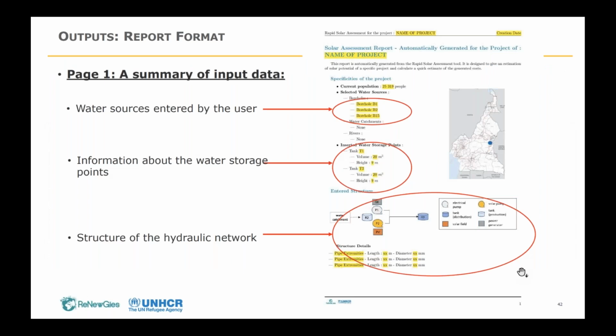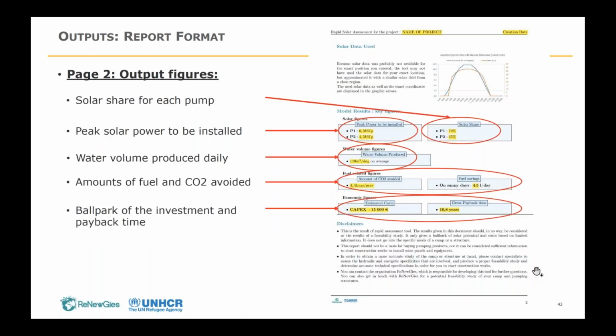The first page is a summary of input data in order to present the context: the number of water sources, the number of water storage points, and a quick view of the structure of the hydraulic network. The second page, which is what is needed from this tool, will be the output figures.